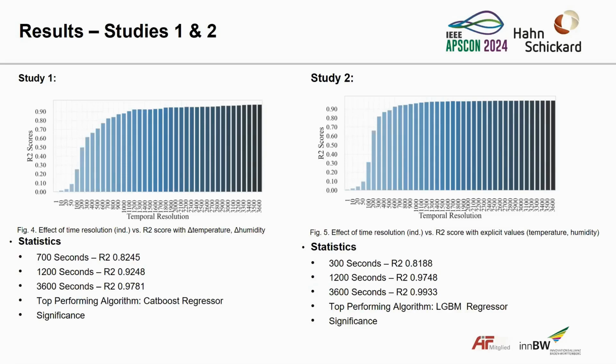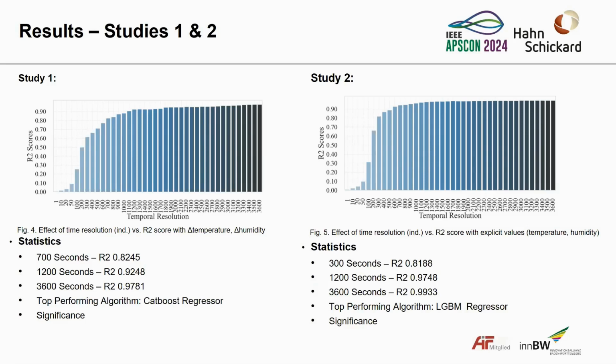So at 700 seconds, we get a 0.8245 R2 score, and at 1200 seconds, we get an R2 score of 0.9248. And for the same, at 3600 seconds, we have an R2 score of 0.978.